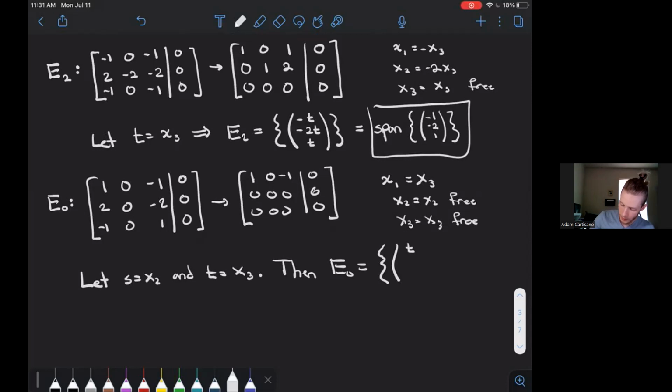t, s, t, right? The first and last entries have to match. The middle entry can be anything. Notice, take that thing and then multiply it by A. You'll get a column vector of the form t minus t, 2t minus 2t, and -t plus t. That's 0, 0, 0. It literally didn't matter what s was. Could have been any number, and you still would get 0, 0, 0, right?